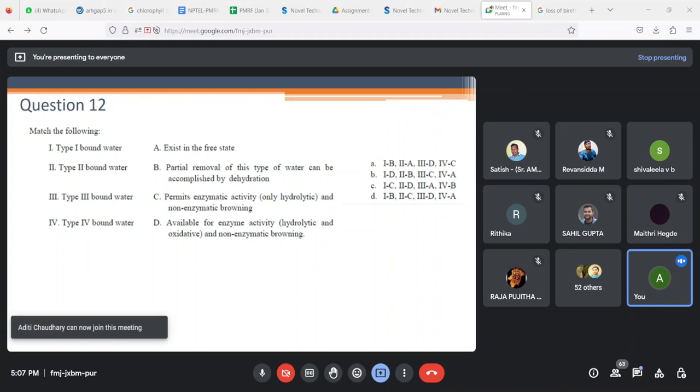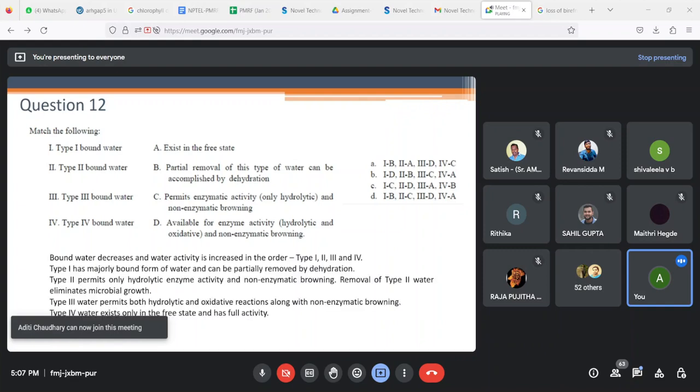And there are different types of bound water depending upon the extent to which it is bound. So you have type 1, type 2, type 3 and type 4. Each of these has a difference in the amount of water that is bound and hence the amount of activity as well. Is this clear? I'll explain the differences in each of these classifications. So you have 4 classifications based on how much the water is bound. Bound water decreases and the water activity increases in the order type 1, type 2, type 3 and type 4. That is, type 1 is the most bound water.